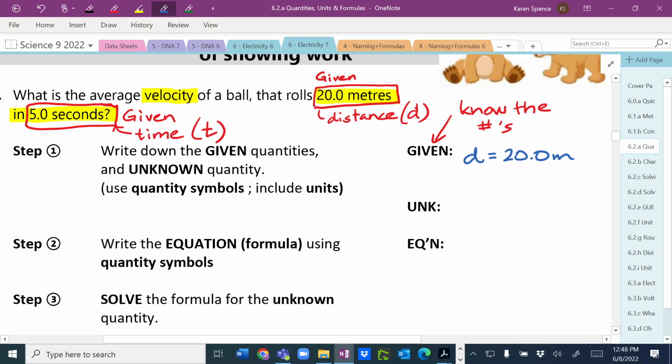What else are we going to write down in our given information? Tell your partner what you think the other thing we're going to write down is. We are going to write down t equals 5.0 seconds.